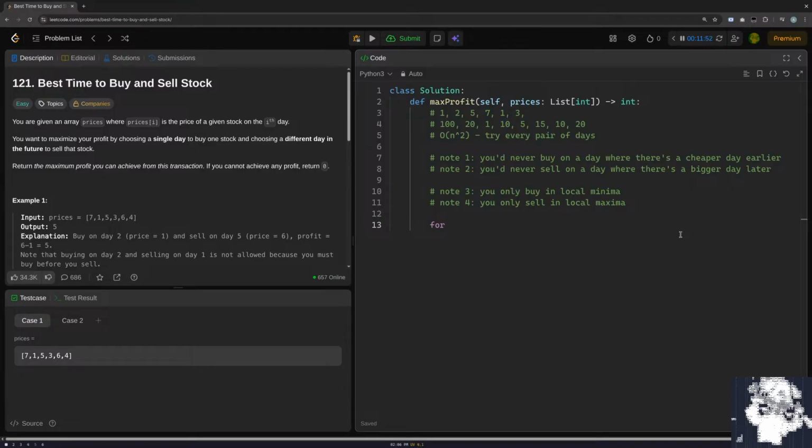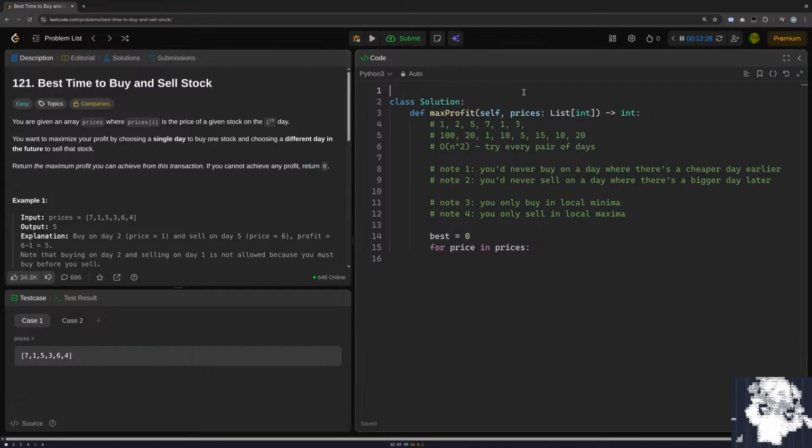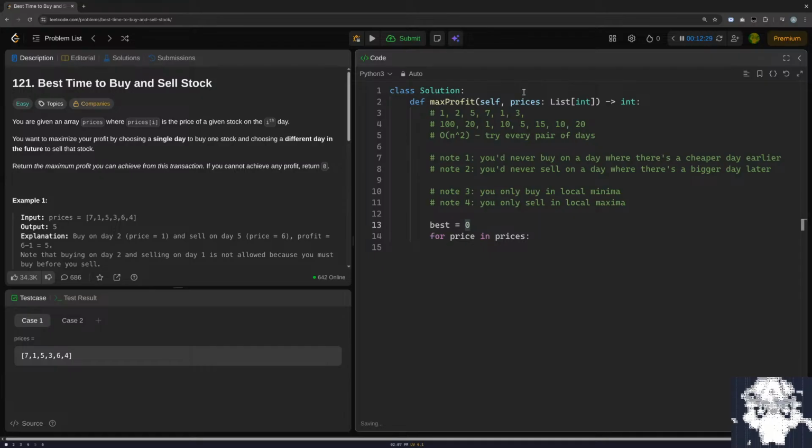For price in prices, the things I have to remember are best so far. From math import infinity. So my best is negative infinity, so I don't have to handle an edge case with None or something, or a 0 if the prices, do the prices go negative? No, the prices don't go negative, so I could say best is 0. Actually, it also said I have to return 0, so forget the infinity if there's no best answer.